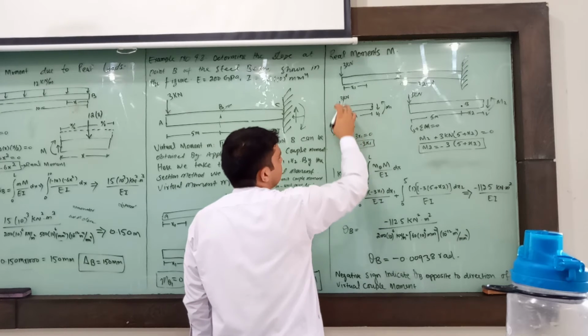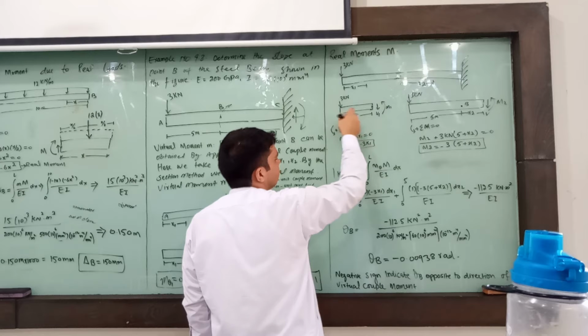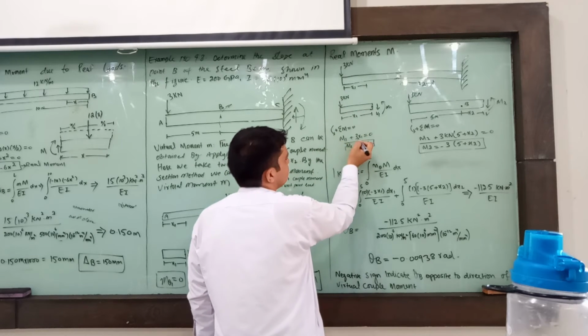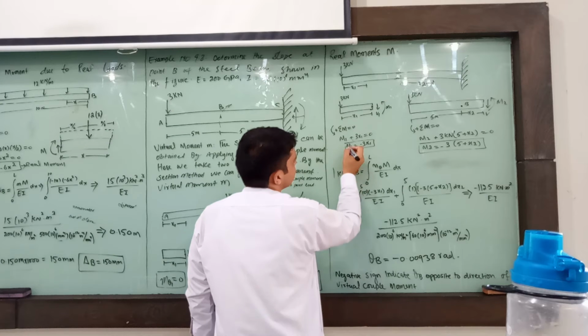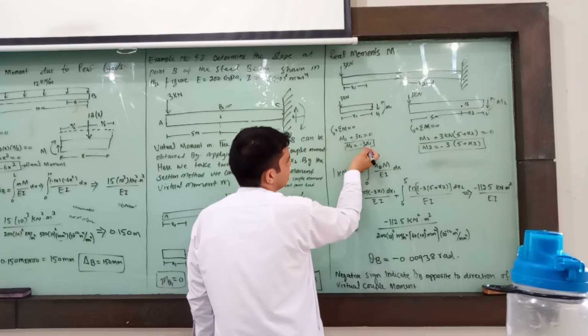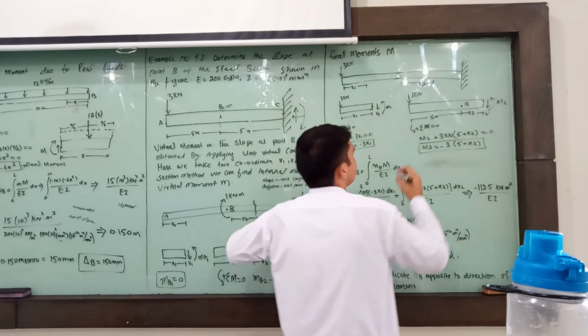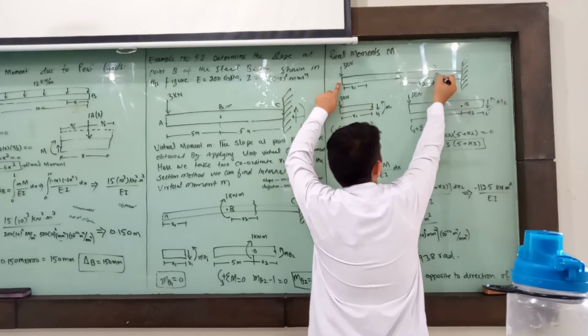Okay, so 3 kN into x1, this is the perpendicular distance to the 3 kN load. So this is equal to m1 plus 3x1 is equal to 0, and by shifting this 3x1 to the right side of the equality sign, we will get m1 is equal to minus 3x1. Okay, this is the one real moment, and again we take a section from this point to this.